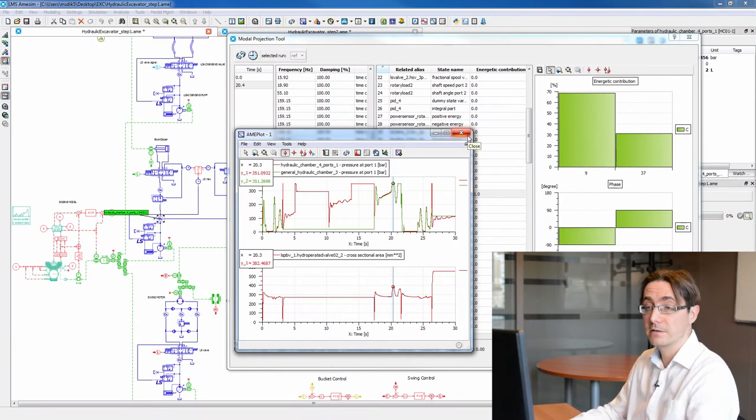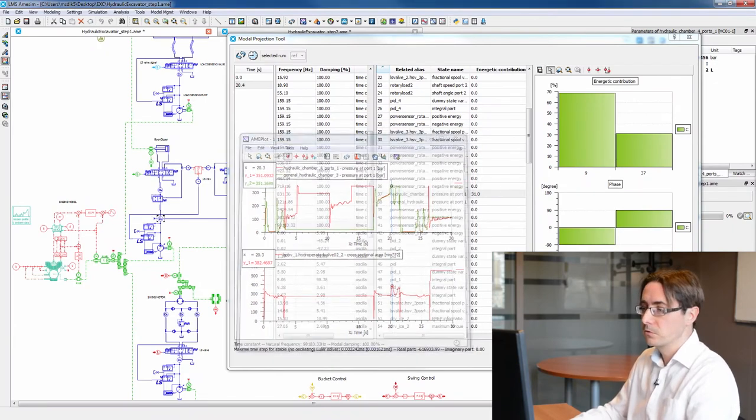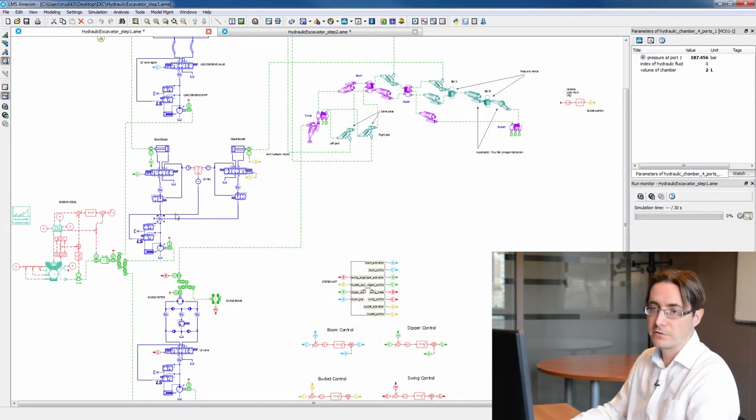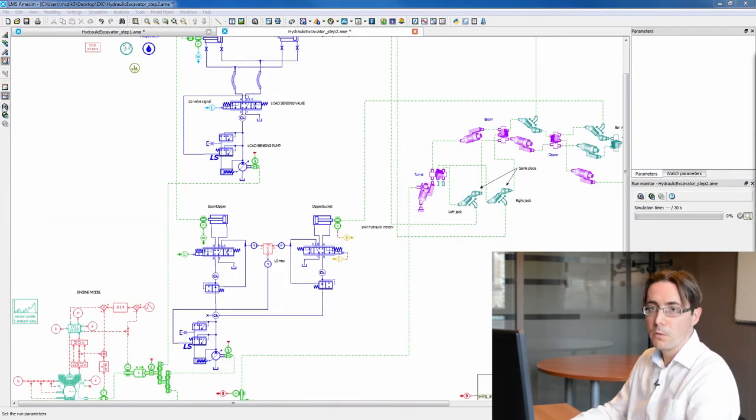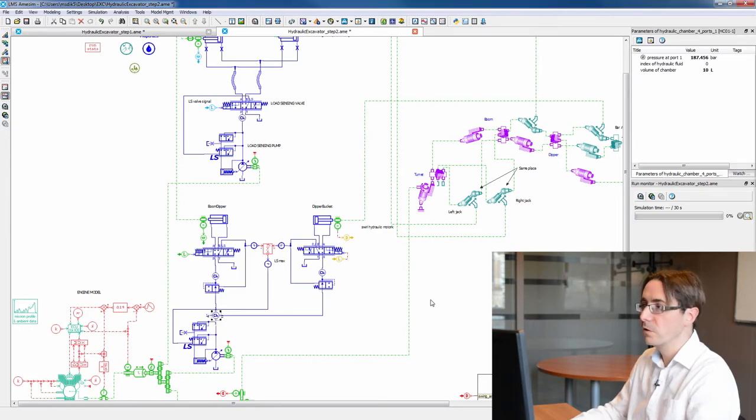That creates the very high frequency. So one solution could be either to reduce the size of the orifice or to increase the volumes. It's what has been done with a step two model, where the volume of the chambers has been increased from 2 liters to 10 liters. And as a consequence, the high frequency has been removed and the calculation time has been reduced.